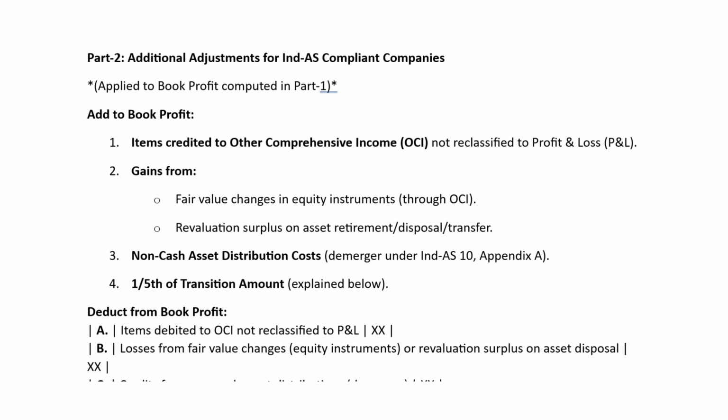First point, if items are credited to other comprehensive income, not reclassified to profit and loss, you have to add back. Second is gain from fair value change in equity instruments through OCI and revaluation surplus on assets retirement and disposal transfer. You have to add back. Sorry, my bad, the third one is non-cash assets distribution cost, like demerger under Ind AS 10 Appendix A. You have to add back. And fourth is 1 by 5th of transition amount, which I will explain below.